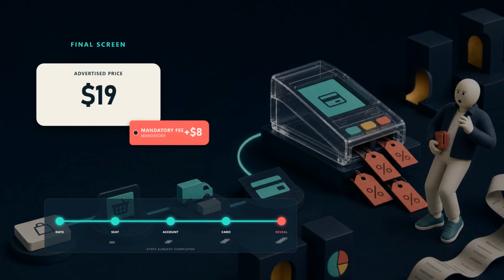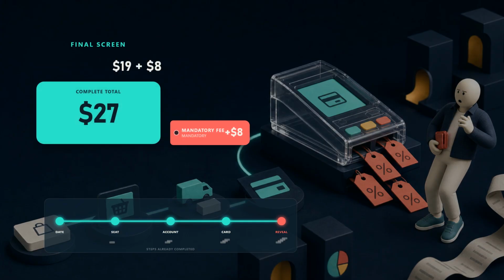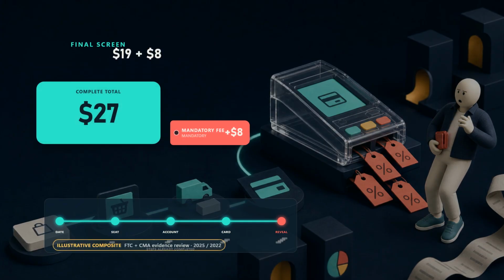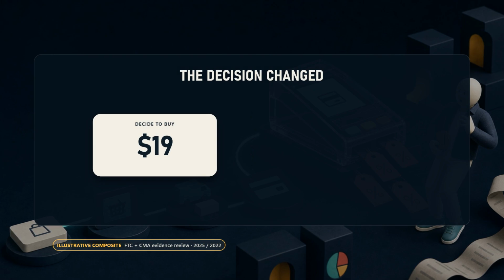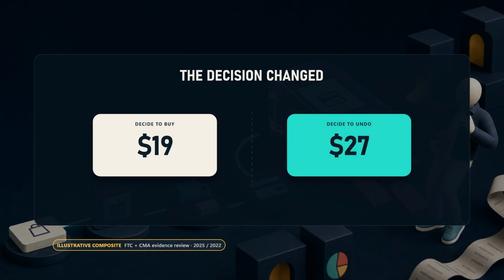Then $19 becomes $27. The extra $8 appeared after you chose the date, compared the seats, created an account, found your wallet, and pictured yourself at the event. At $19, you are deciding whether to buy. At $27, you are deciding whether to undo everything you just did.